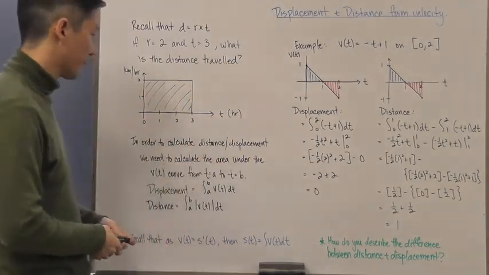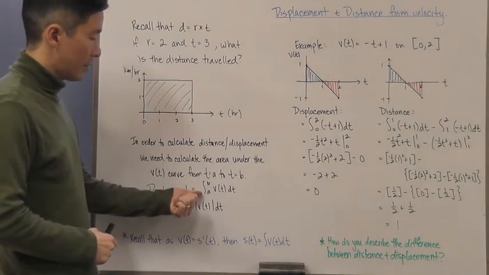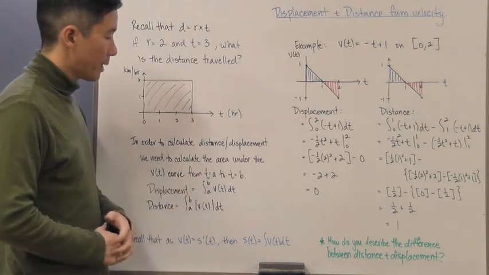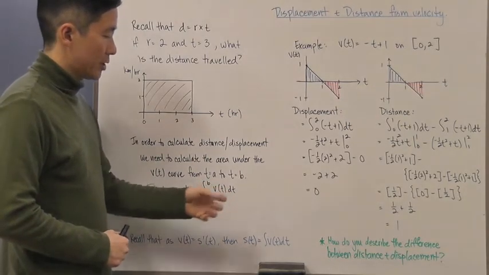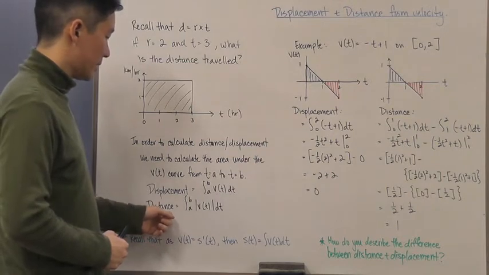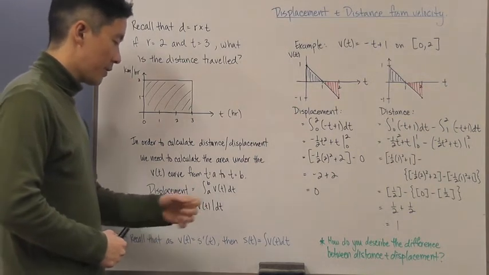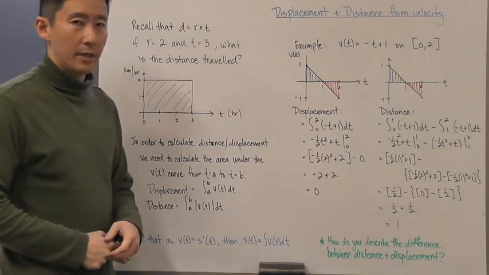That's the definite integral. So what we're going to say is that displacement is going to be the definite integral from a to b of the velocity function v of t dt. We're also going to say that the distance is going to be equal to the integral from a to b of the absolute value of v of t dt.